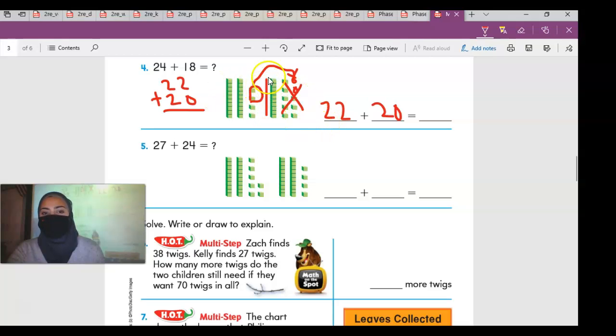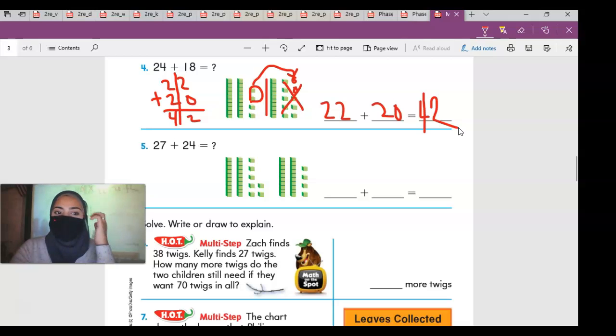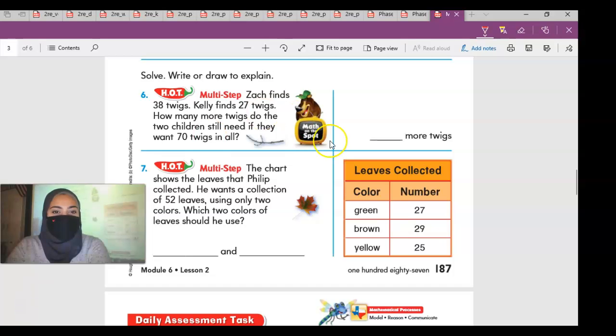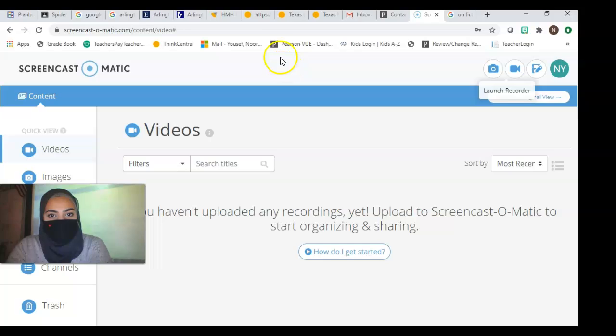The 10 is right here. I added it here. 2 plus 0 is 2, and 2 plus 2 is 4. So what's your answer? 42. Excellent job. All right, I'm going to give you a minute to do number 5 by yourself. All right, we're going to go ahead and watch Professor Berger for number 6 and 7.